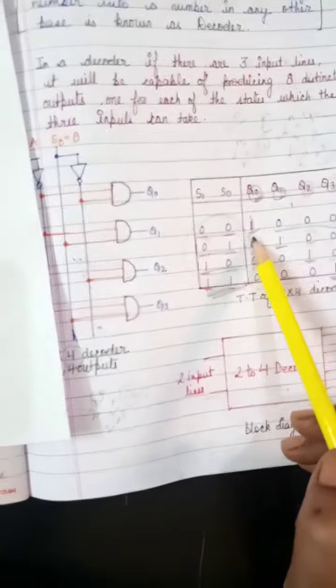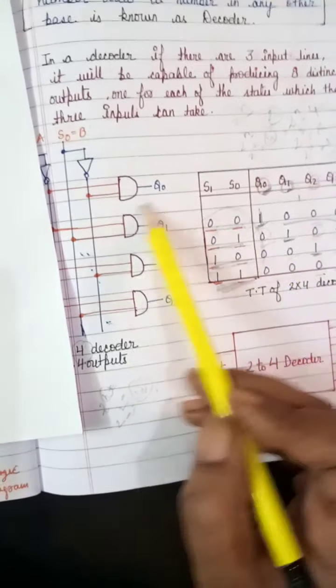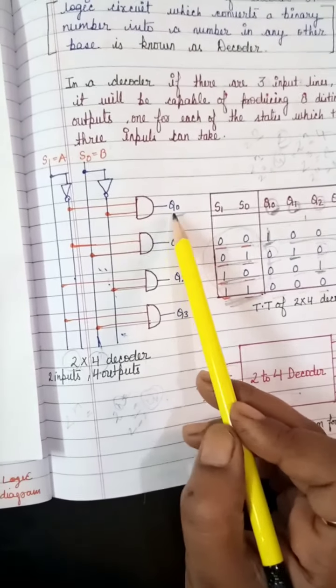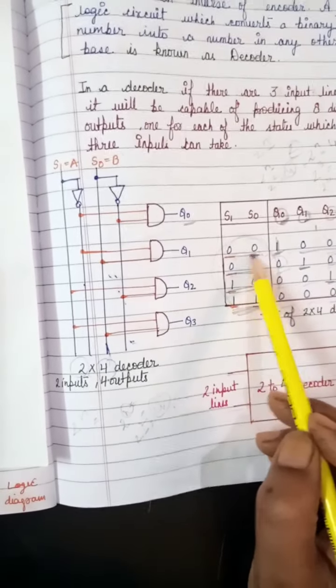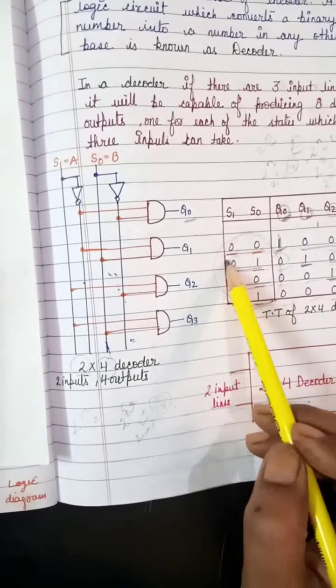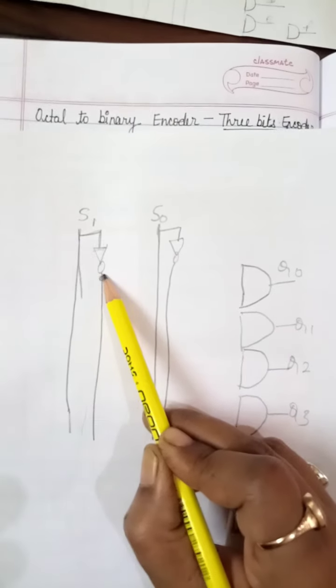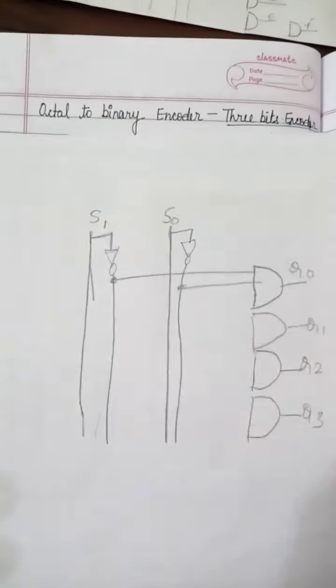Now from the truth table, for 0, 0, in Q0 we are getting 1. So which one is Q0? This is Q0. This one is getting two complemented lines, one from S1 and one from S0. So this is complemented S1, one line from here and one line from here.